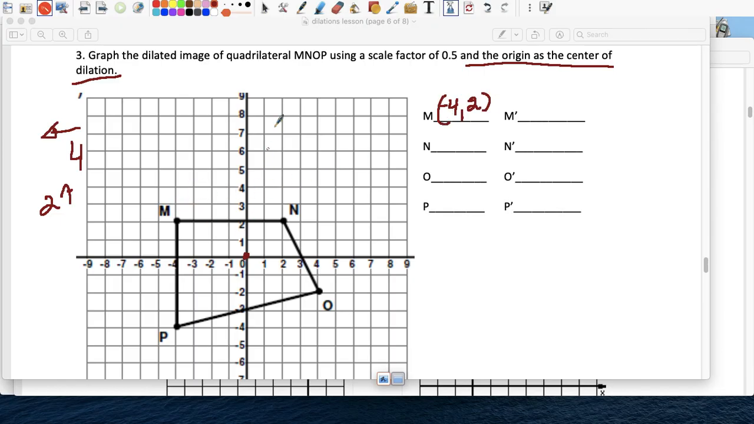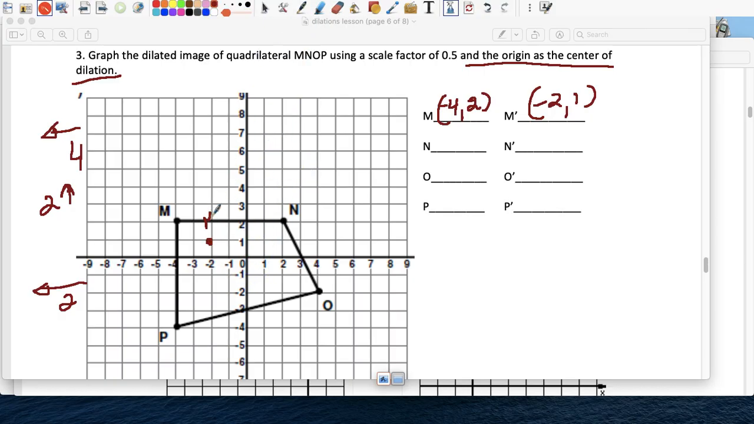Now, if it's a scale factor of 0.5, it's half the distance. So instead of walking 4 that way, what's half of 4? I walk 2 that way. And then instead of going 2 up, what's half of 2? I'm going to go up 1. So there is my first point. M prime is negative 2, comma 1. So we don't even have to multiply.